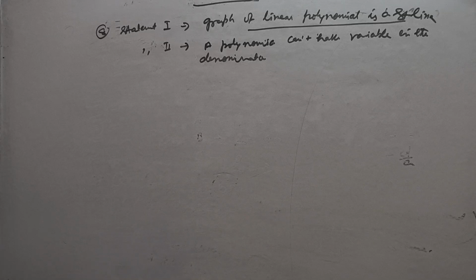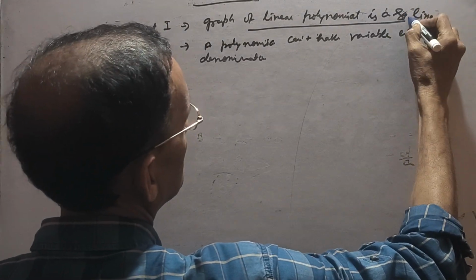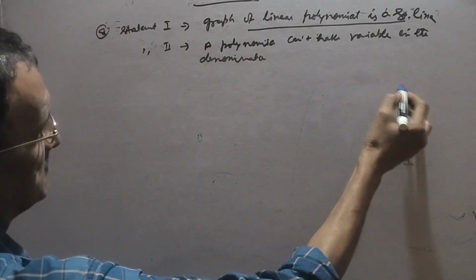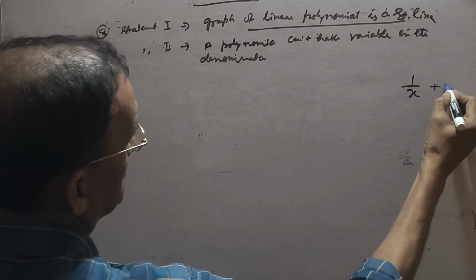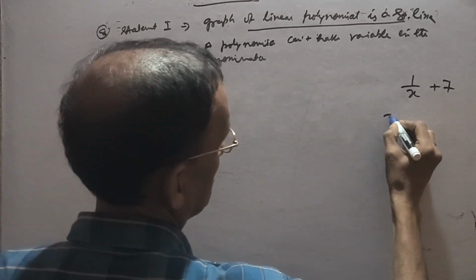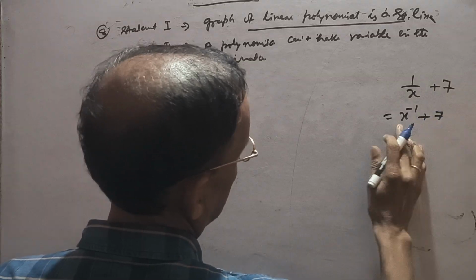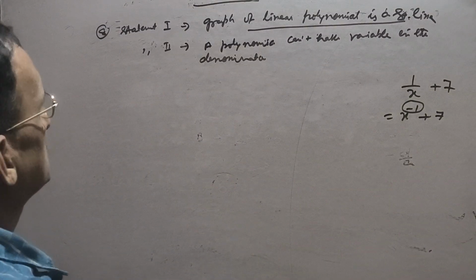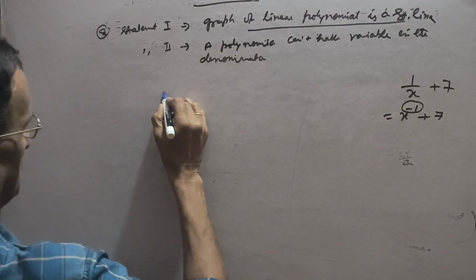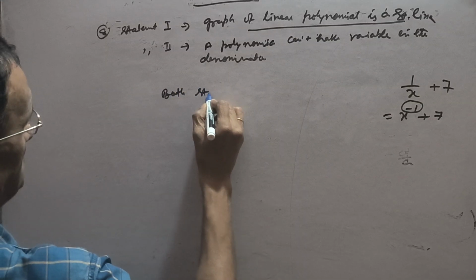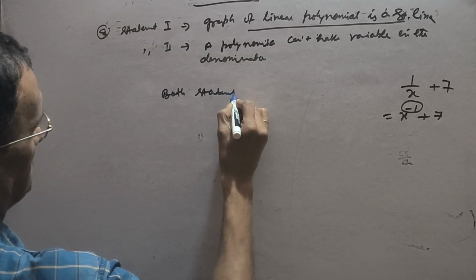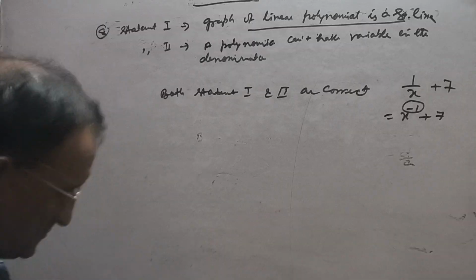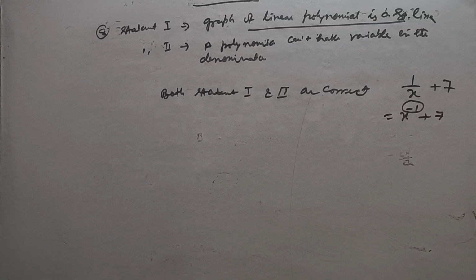The graph of a linear equation is a straight line. This you know only. So statement 1 is correct. And a polynomial cannot have a variable in the denominator. See, this is not a polynomial because it will be x to the power minus 1 plus c. The variable must have a non-negative index, but this is negative. So both are correct. We will write both statements 1 and 2 are correct. Which option will you choose? Which option is correct?